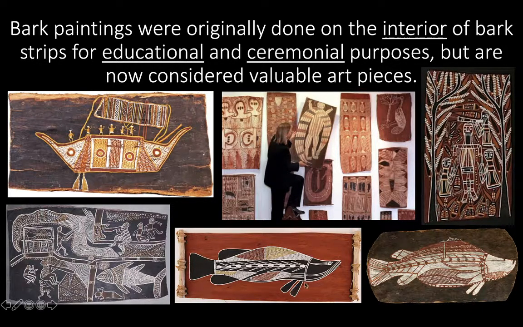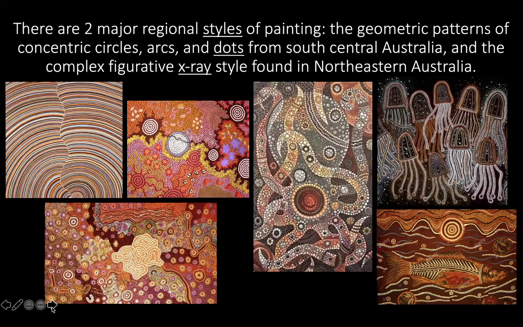So again, we see lots of these X-ray style animals and people. There's a dot style that we'll talk about. And again, boats. Like I said, we don't have any hardcore evidence of Aboriginal people being a boating culture, but certainly they had to have been at some point to get all the way from Africa to Australia.